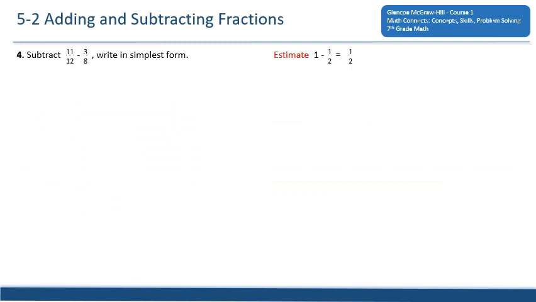Subtract 11/12 minus 3/8, write in simplest form. So we're going to estimate, and we're going to change 11/12 to 1 and 3/8 to 1/2, because it's almost a 1/2, and we get 1/2. And we'll come back to that later.